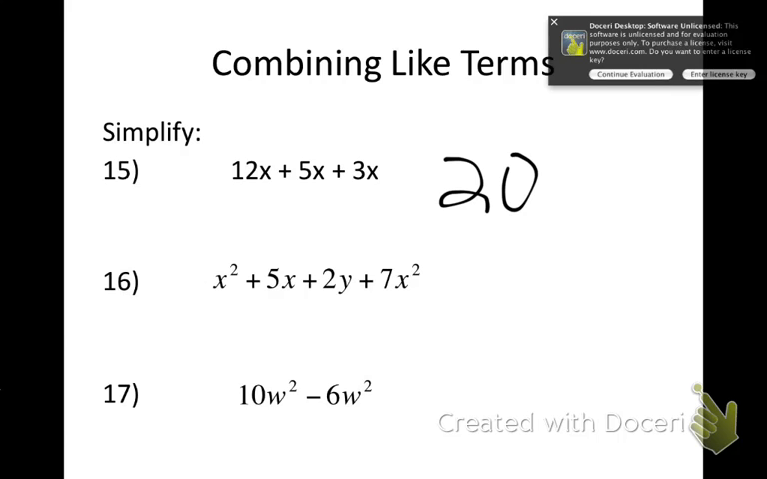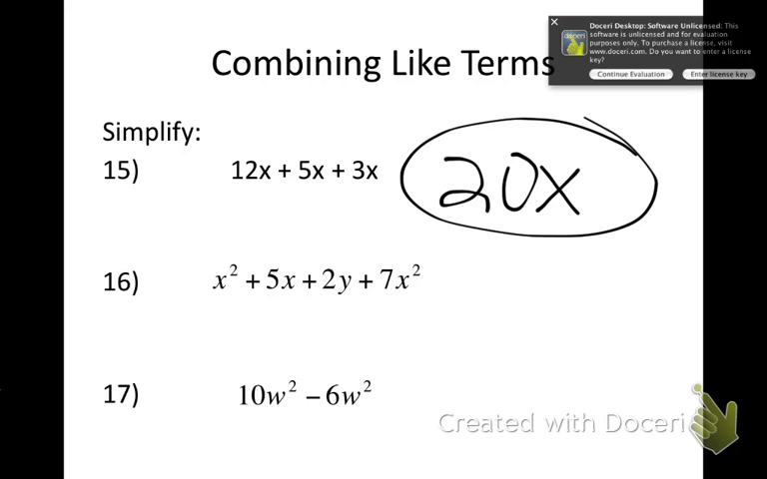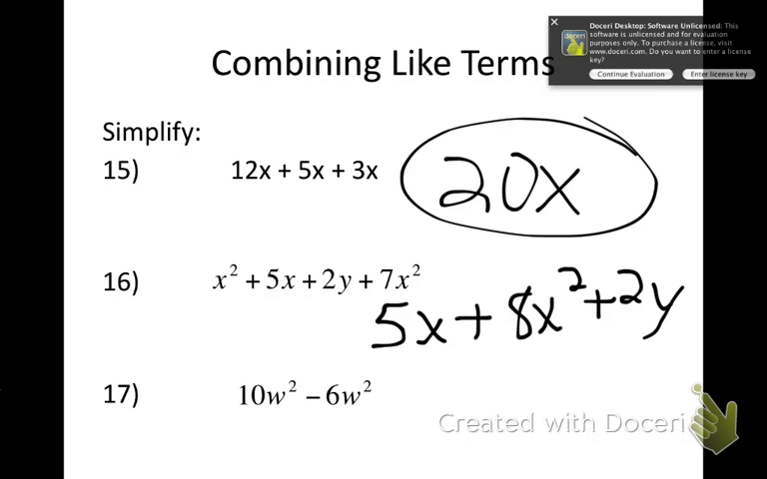Number 16. When you combine those, what do you get, Bailey? 5x plus 8x squared plus 2y. Nice job. The big thing on number 16 that most people forget about sometimes is there's always an invisible 1 coefficient if there is no number. Okay, so always do remember that. There's an invisible 1 there. Nice job. 17, Sage, what do you got? Nice job.